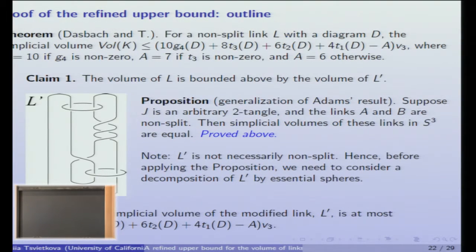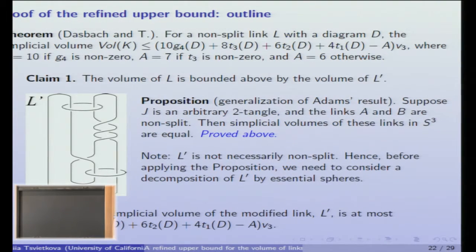Suppose you have a non-split link to start with. Once you do this partial augmentation, you might actually get a split link as a result. So you cannot apply Adams' result directly. You still have to look at the decomposition by essential spheres before you look at the decomposition by essential tori. Once again, that's not very difficult, but you just have to be careful.